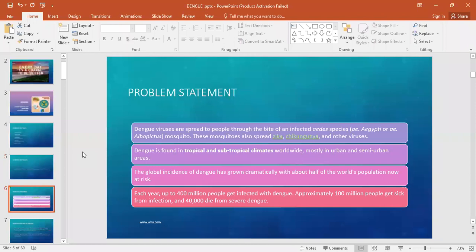Problem statement: dengue viruses are spread to people through the bite of an infected Aedes species. These mosquitoes also spread Zika, chikungunya, and other viruses. Dengue is found in tropical and subtropical climates worldwide, mostly in urban and semi-urban areas. The global incidence of dengue has grown dramatically, with about half of the world's population now at risk. Each year, up to 400 million people get infected with dengue. Approximately 100 million people get sick from infection, and 4,000 die from severe dengue.